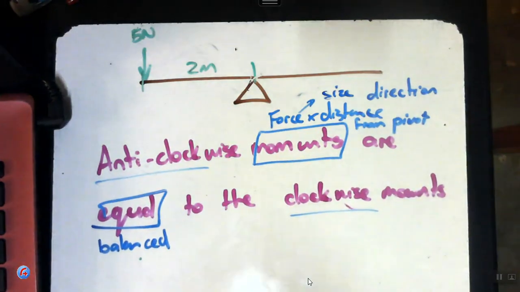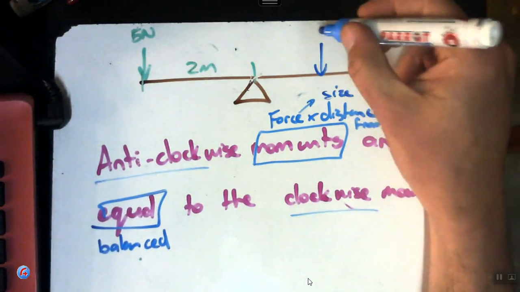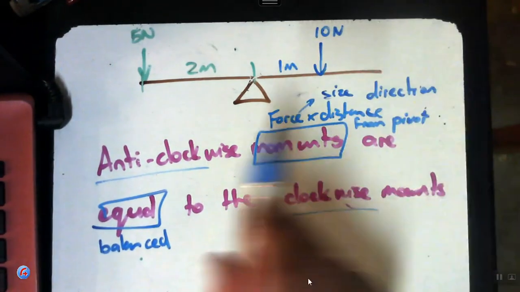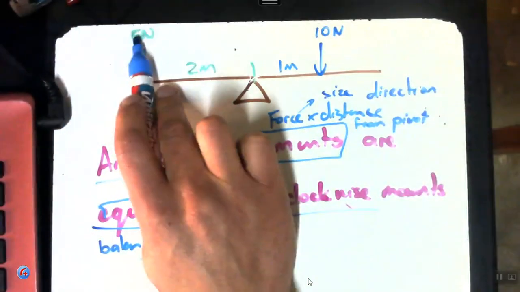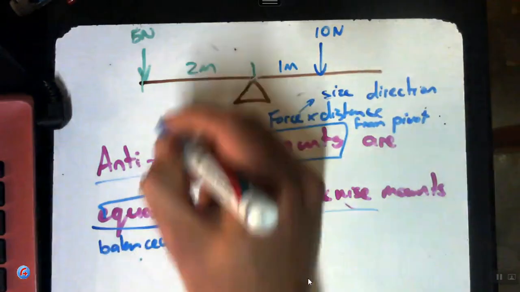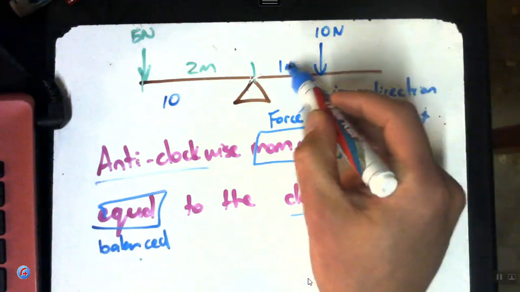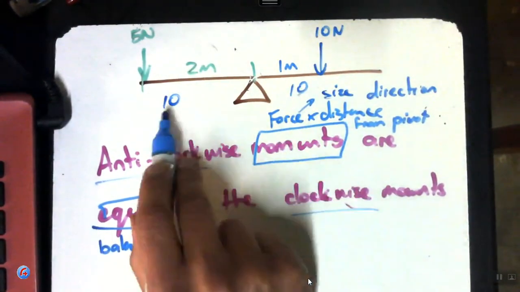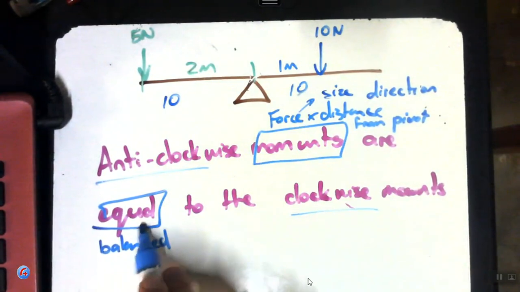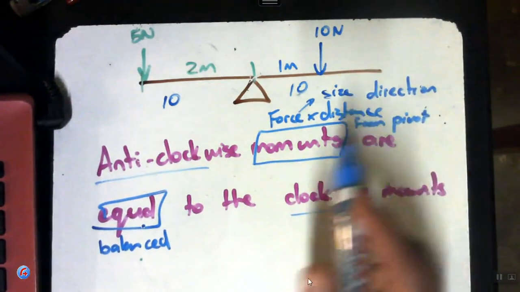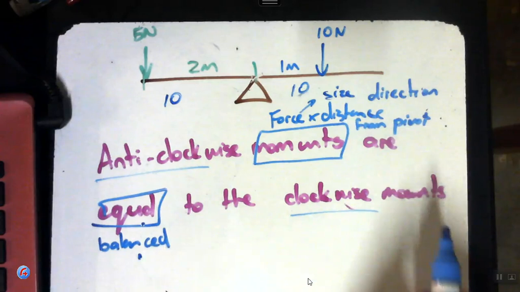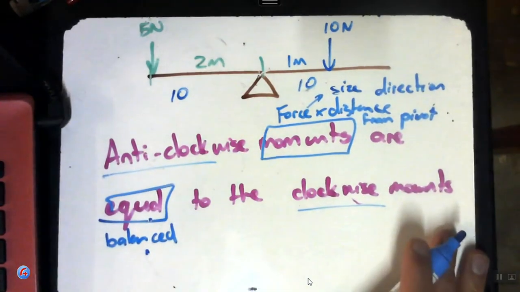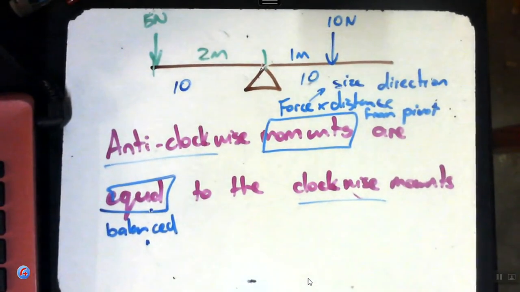And if we have another force here, let's say 10 Newton at 1 meter, now we can see that 5 times 2 gives me 10, and 1 times 10 gives me 10. And if these two values are equal, then it will be balanced. And that is the law of moments. Just a brief recap on what we did in our video previously.